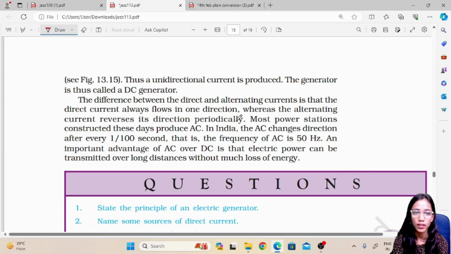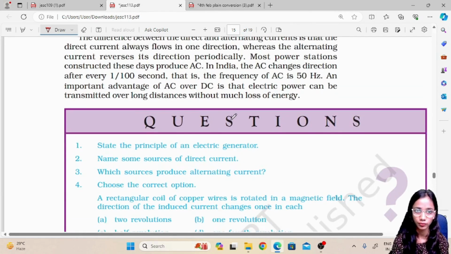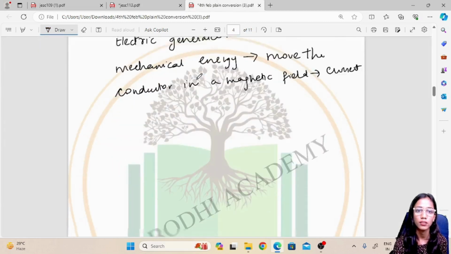Most power stations constructed these days produce alternating current. Alternating current changes direction after every 1/100 second, that is, the frequency of AC is 50 Hertz. One important advantage of AC over DC is that electric power can be transmitted over long distances without much loss of energy. This point is very important.